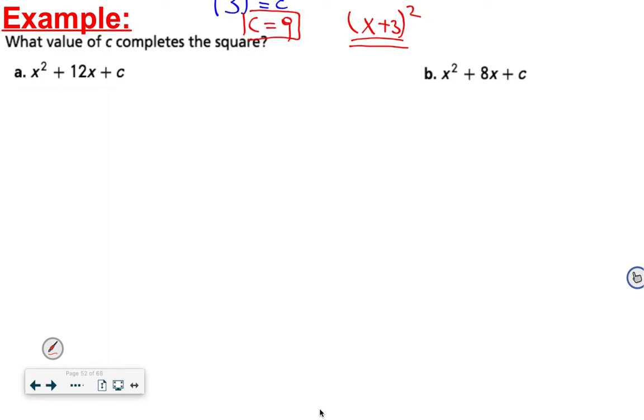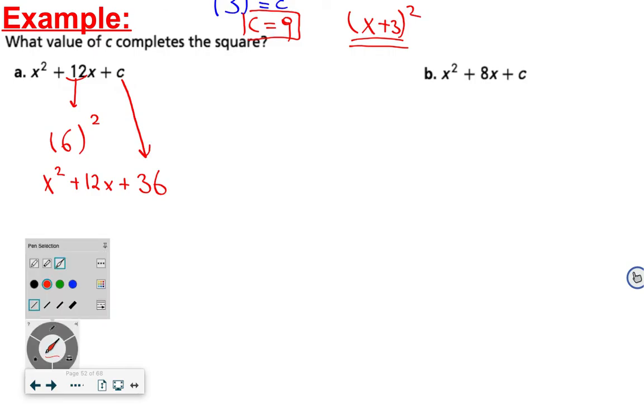Next, x squared plus 12x plus c. So what is the c value to be able to write this expression as a perfect square trinomial? As I told you, whatever the number next to the x, divide by 2, which is 6, take the square. Then this is c. x squared plus 12x plus 36. So this is the c value.